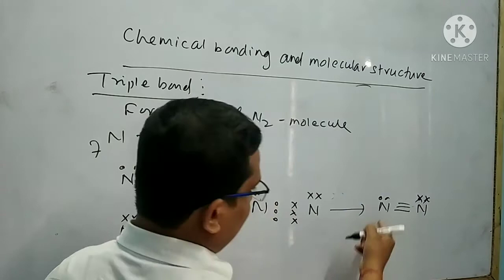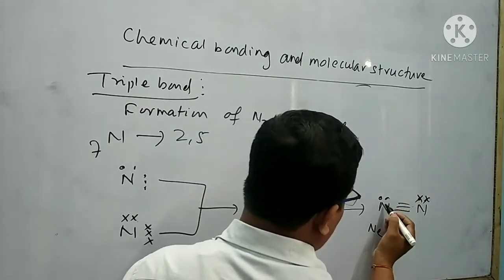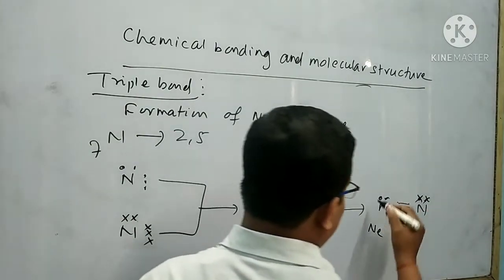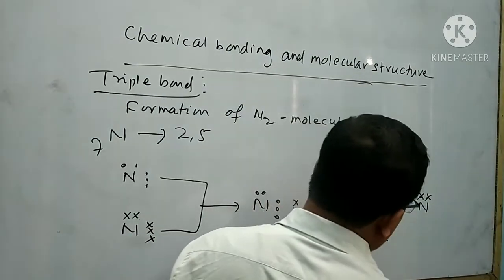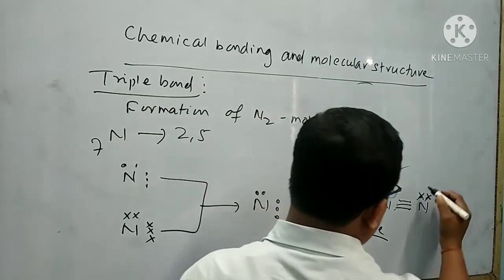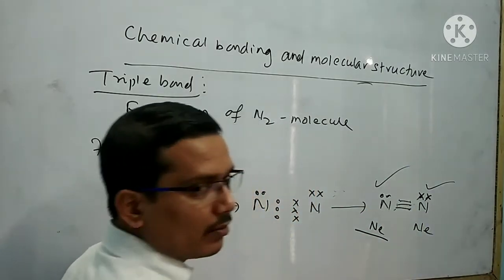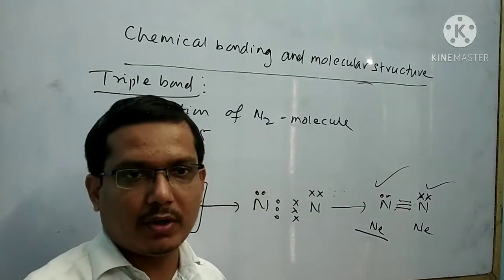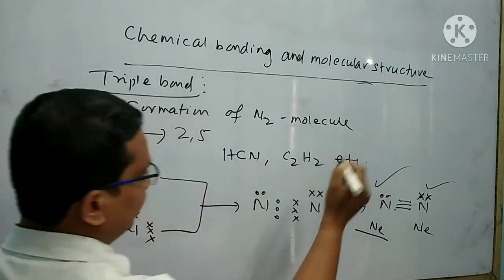Look at that. This nitrogen atom attains the stable electronic configuration of neon. There are 8 electrons, 1, 2, 3, 4, 5, 6, 7, 8. As a result, this nitrogen atom attains the stable electronic configuration of neon. Similarly, for this nitrogen atom, 1, 2, 3, 4, 5, 6, 7, 8. As a result, this nitrogen atom attains the stable electronic configuration of neon. That's why both nitrogen atoms are in a stable condition. The other examples in which a triple bond is possible are HCN, C2H2, etc.